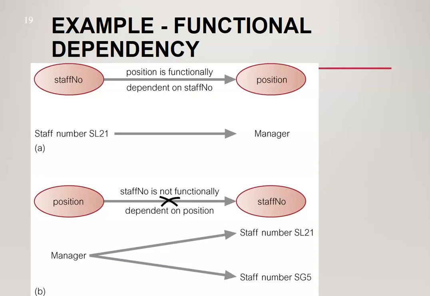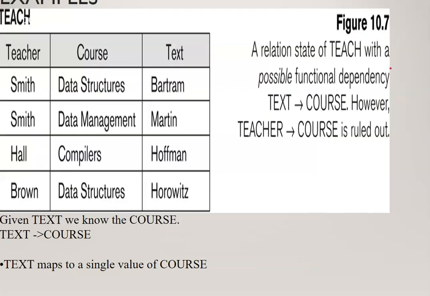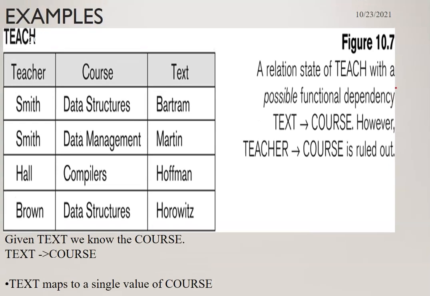It is the same thing here with position. For manager, you'll find that there are many managers in a given organization. So position cannot determine the staff number, because when you say manager, it may correspond to more than one value. That means it negates the principle of functional dependency. So here we have an example that we can use to demonstrate functional dependency.